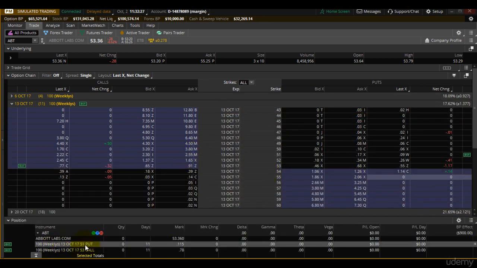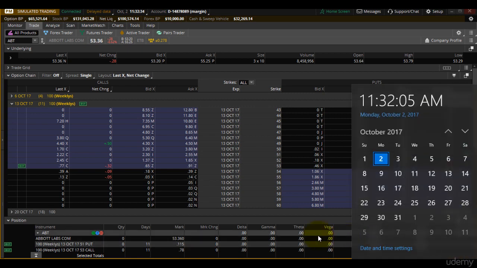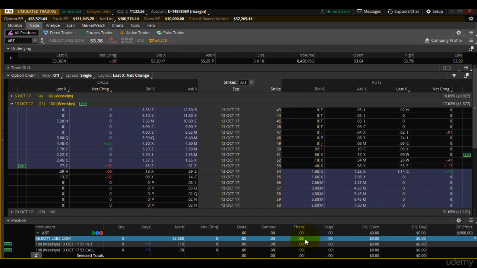It's a 13th October expiry date. That is, today is 2nd October, so it's approximately 2 weeks. Now let's see what happens.